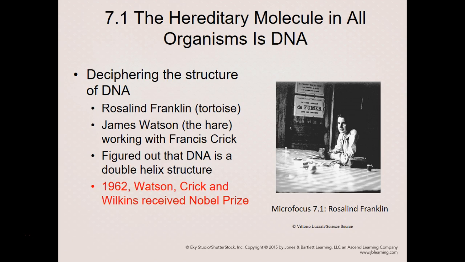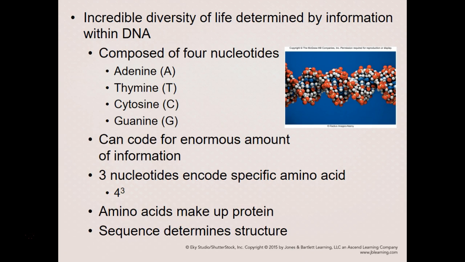Now, Rosalind Franklin, she ended up dying when she was in her early 30s or mid 30s from cancer. And with that information that Wilkins gave, Watson and Crick were able to figure out the structure of DNA. And because of that, Watson, Crick, and Wilkins all received the Nobel Prize for discovering the DNA structure, which is a double helical structure. It looks a lot like this structure here.